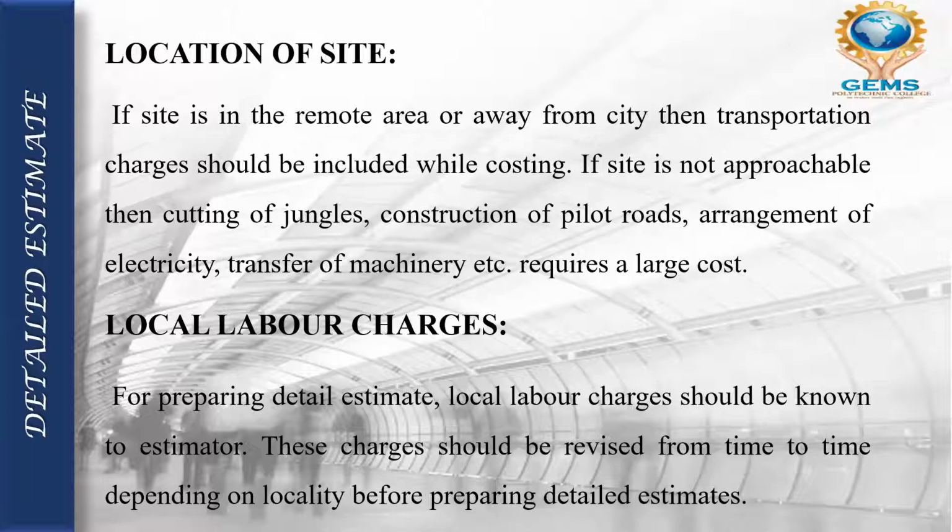So if a site is not approachable, there are many things we have to do, right? We have to cut the jungles, then construct pilot roads, arrange electricity, then transfer machinery. So many things we need, right? That requires a large cost. So that thing we have to consider while preparing a detailed estimate.